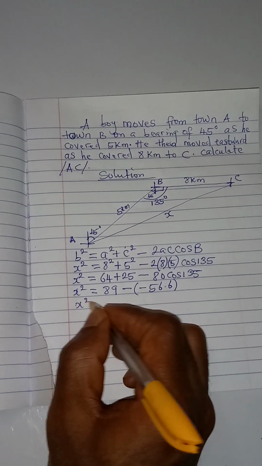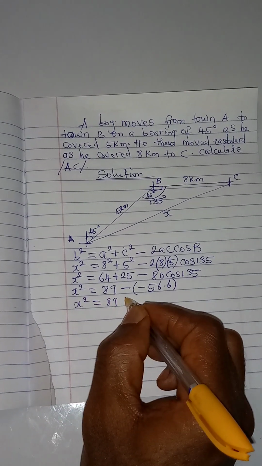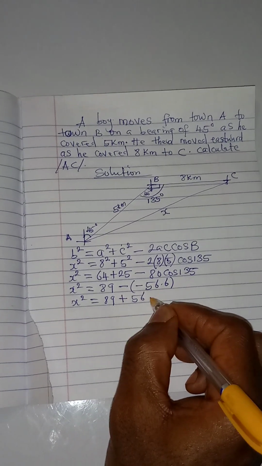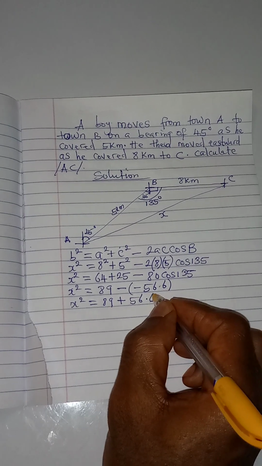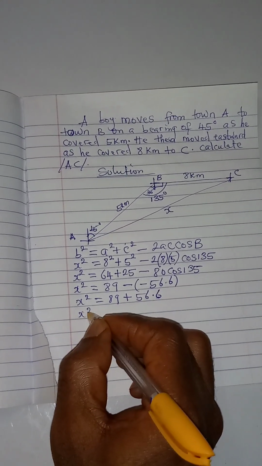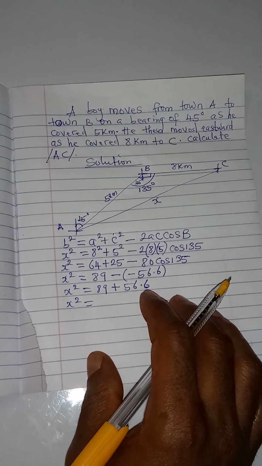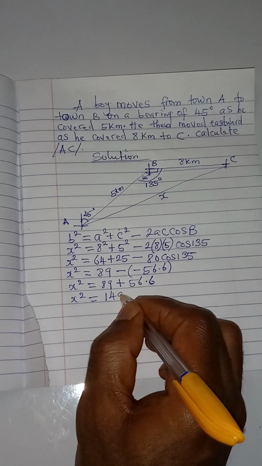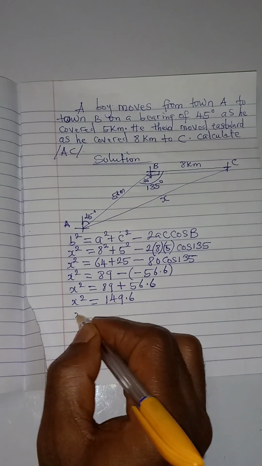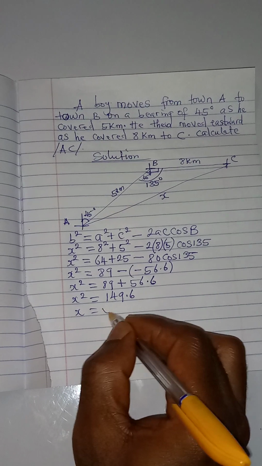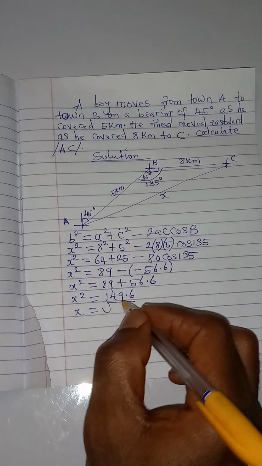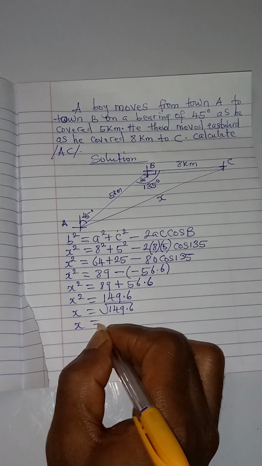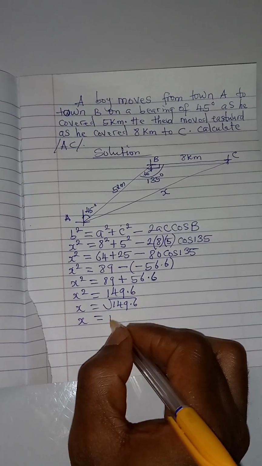And this means that x squared will be equal to 89. Negative multiplied by negative will give us positive, then 56.6. So x squared will be equal to, the next thing I will do is to add this together. So I'll have 149.6. And since we are looking for x, I would have to take the square root of both sides. So here is going to be the square root of 149.6. Therefore, x is equal to 12.2 kilometers.